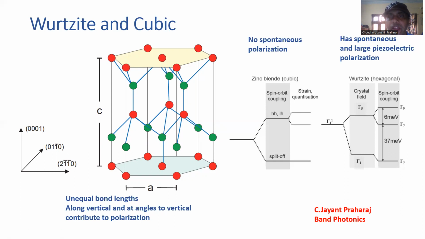And we need to mention that there is also a zinc blende or cubic version of these semiconductors. When they are in the wurtzite structure, they have spontaneous and piezoelectric polarization, but the cubic or zinc blende version doesn't have spontaneous polarization.